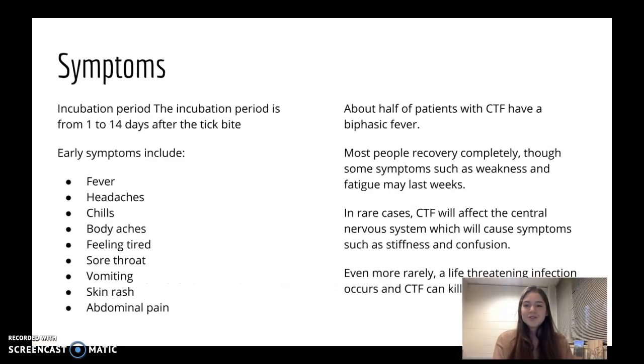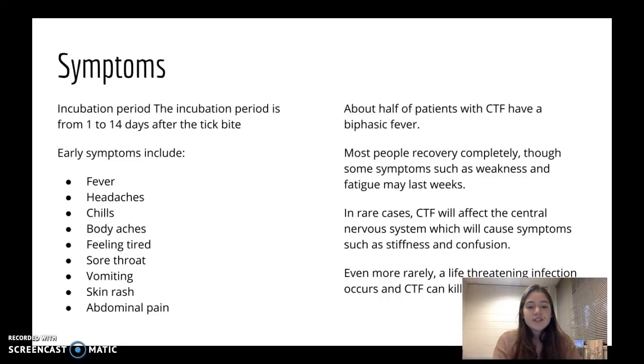So there are plenty of symptoms for CTF. The incubation period is from 1 to 14 days after the tick bite, and early symptoms include fever, headaches, chills, body aches, feeling tired, sore throat, vomiting, skin rash, and abdominal pain. About half of patients with CTF have biphasic fever, which means they have several days of fever, then they feel better for several days, and then they have a second short period of fever and illness. Most people recover completely, though some symptoms such as weakness and fatigue may last for weeks after.